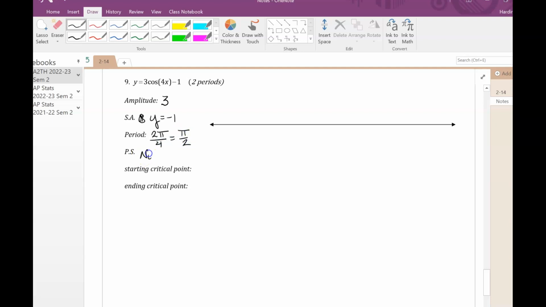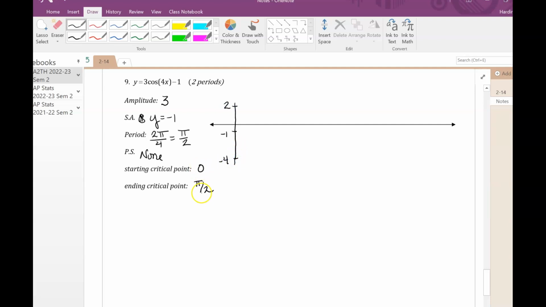The phase shift, there is none, so we're going to be starting at 0. So the starting critical point is 0. Where is the ending critical point? The ending critical point is pi over 2. So this time, let me get this in here. We're at -1, we're going to be at +2, and we're going to be at -4.